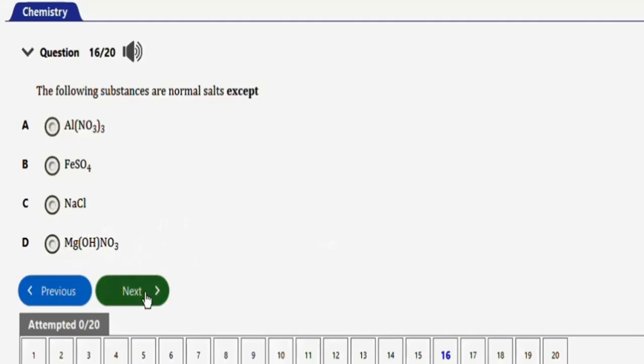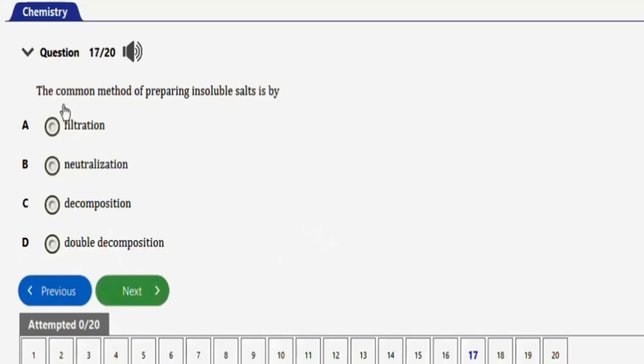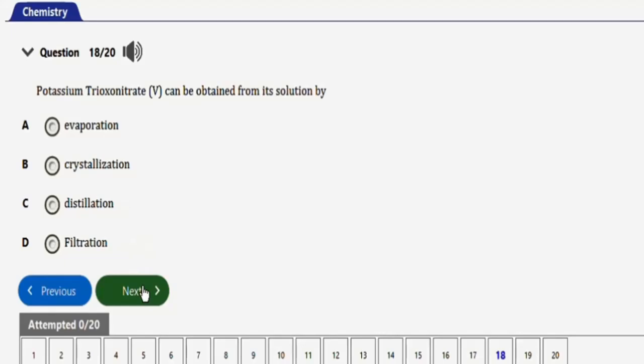Okay, next question will be this one. They say the common method of preparing soluble salts is by, so guys, take note of this question, is by double decomposition. All right, double decomposition is the common method of preparing insoluble salts. Okay, the next question will be this one. It says potassium trioxonitrate(V) can be obtained from a solution by, so the right option will be crystallization.